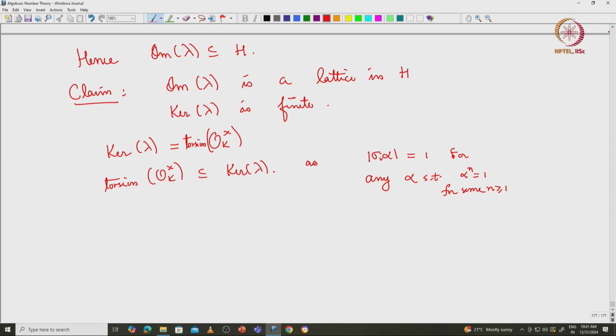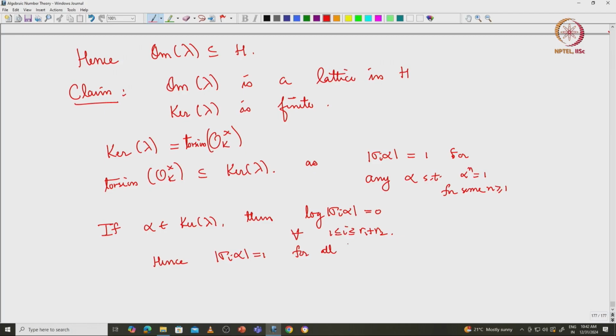And we want to show the other way around as well. So, if alpha belongs to the kernel of lambda, then we know that the log of the mod of sigma I alpha is equal to 0 for all I, so for all 1 less than or equal to I less than or equal to R1 plus R2. Hence the mod of sigma I alpha is equal to 1 for all i's between 1 and R1 plus R2.